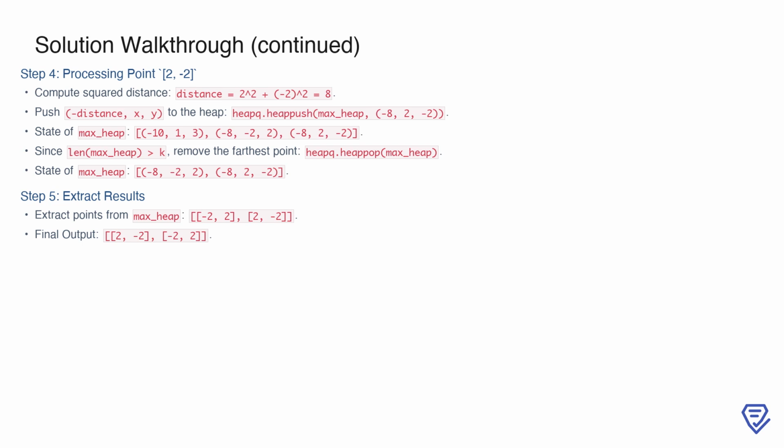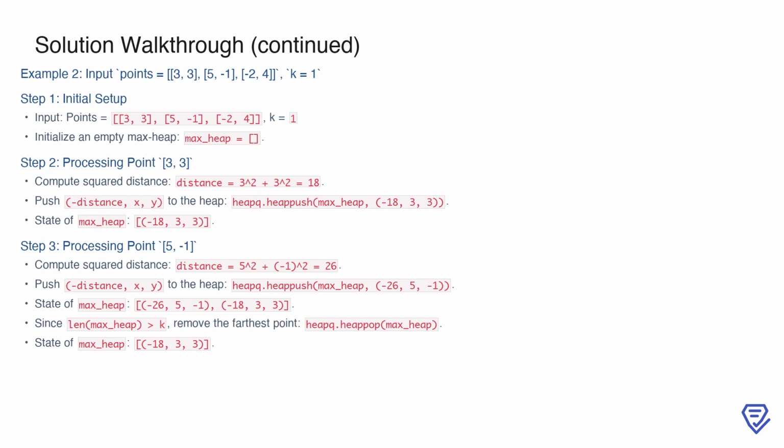which is the one with the smallest negative distance, -10, 1, 3. After removing it, the heap state becomes -8, -2, 2, -8, 2, -2. Finally, we extract the points stored in the heap, which are [-2, 2] and [2, -2]. These represent the 2 points closest to the origin, so our output is [2, -2], [-2, 2].